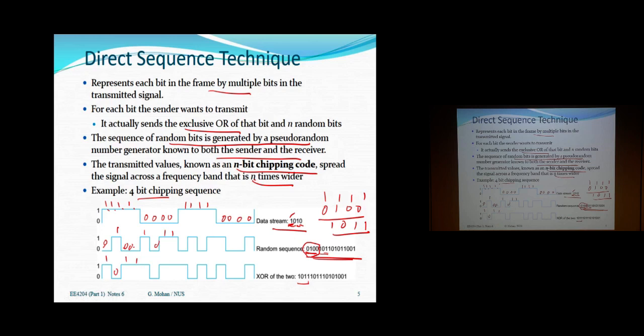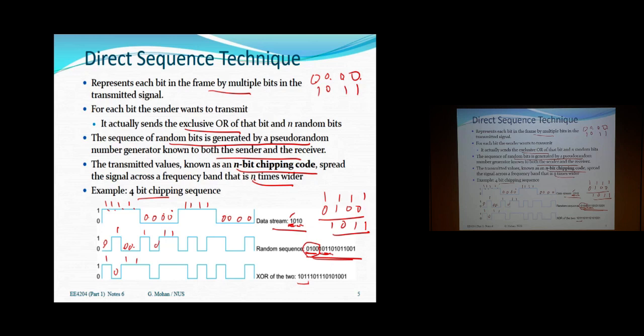And the second bit to be transmitted is 0. So stretch it to 4 bits, 0, 0, 0, 0. And the next 4 bits in the random sequence are 1, 0, 1, 1, 1, 0, 1, 1.